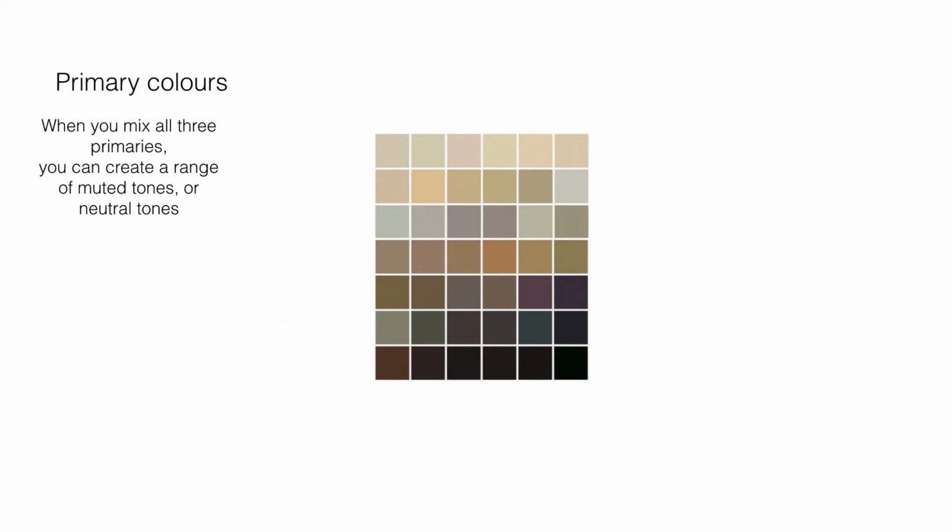Now there's a little bit of a shortcut here. Instead of using the three primary colors, you might choose just to use these two complementary colors, because as we know, purple is made up of blue and red anyway. So we can mix these two colors to get a range of muted tones in between.